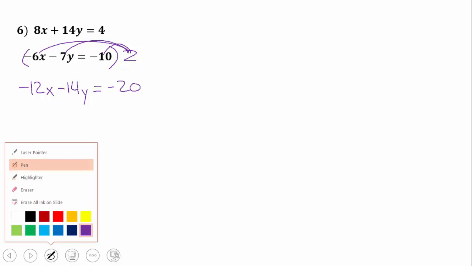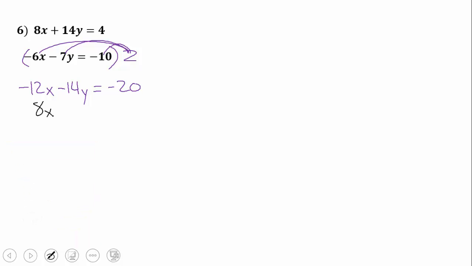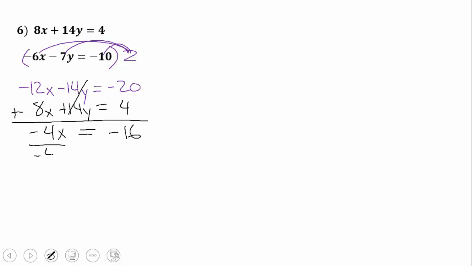Bringing down the first equation so that I can subtract, so I can add real easily. And that would be a negative 12x plus 8x is negative 4x. Well, the negative 14y and the positive 14y are eliminated. And negative 20 and a positive 4 is negative 16. Again, isolating the variable, dividing by a negative 4, doing it to both sides, we realize that x is 4.